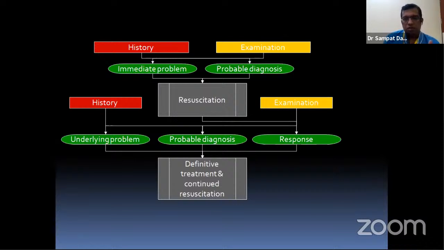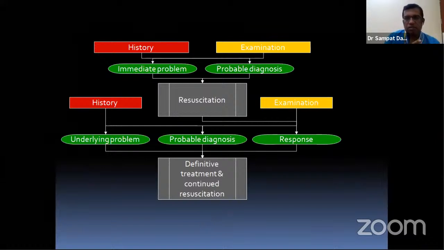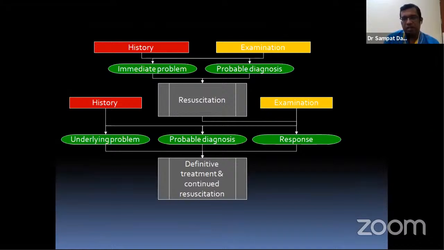Patient is not able to maintain the blood pressure. So the immediate problem is one part and the probable diagnosis is another part. When we say COVID comes with ARDS, that's the diagnosis, and the problem is hypoxia. So the resuscitation should be done with both taking place simultaneously.